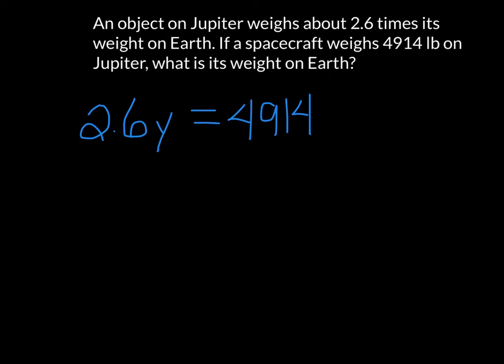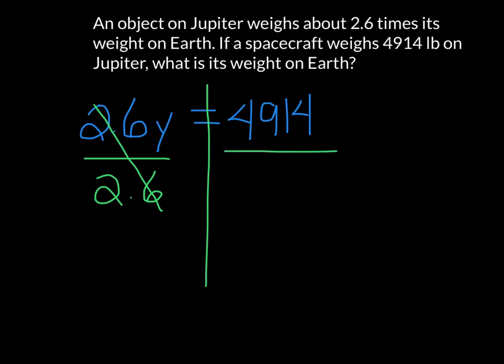To solve a multiplication equation, we're going to use the division property of equality, since we're always doing the opposite of what they're doing in the problem in order to solve it. So they're multiplying, so we're going to divide. It's going to look like this. We're going to divide both sides by 2.6. So here I'm going to use a fraction bar on this side, 2.6, and then this cancels out. And then here we're going to divide by 2.6.